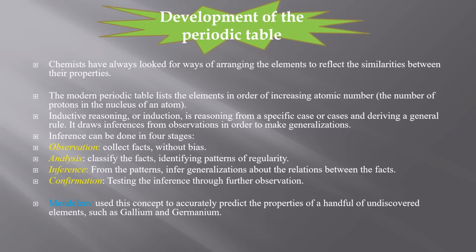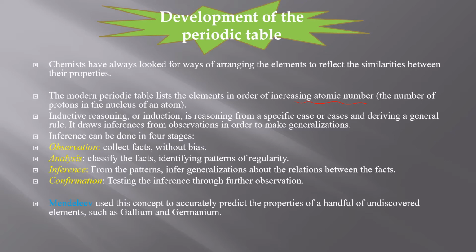So now, about the periodic table. Chemists have always looked for ways to arrange elements. We noticed that elements did certain things, and we thought we need a way to put all this stuff together. And the periodic table was what we came up with. In particular, it was a Russian scientist by the name of Mendeleev that came up with this arrangement, and it was in order of increasing atomic number. You may recall that atomic number is the number of protons in the nucleus of an atom.